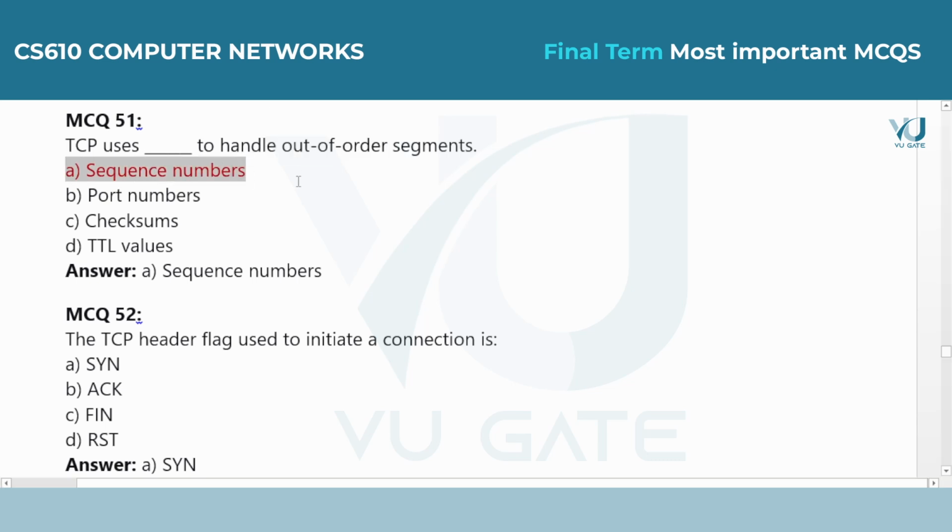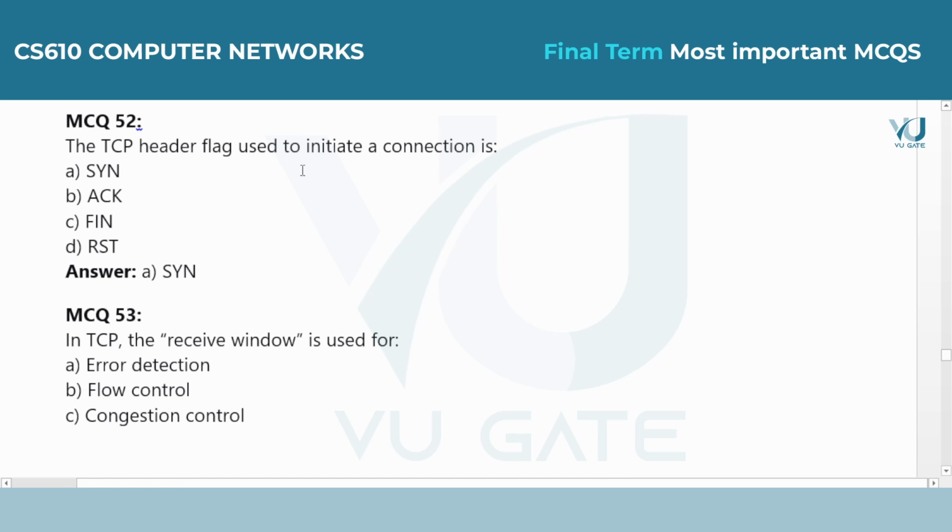Each segment is assigned a number so the receiver can reassemble them in the correct order, even if they arrive at different times. MCQ 52. The TCP header flag used to initiate a connection is? Answer: A. SYN. Concept: SYN (synchronize) is the first flag sent during the three-way handshake to request a new connection.